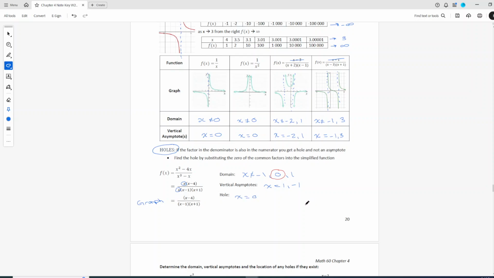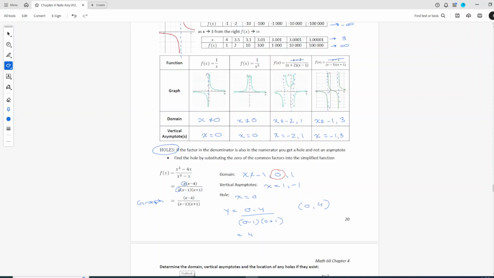Now, you want to go further and find what the y value would be. To find the y value of the hole, you're going to plug in x equals 0, not into the original function, because that'll give you undefined, but into this simplified function that you would graph. So we get 0 minus 4 over 0 minus 1 times 0 plus 1, which would give you negative 4 over negative 1, which is positive 4. And we'd have a hole at (0, 4). So again, this is an exception to the rule.